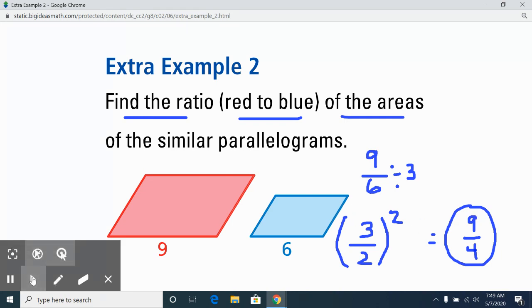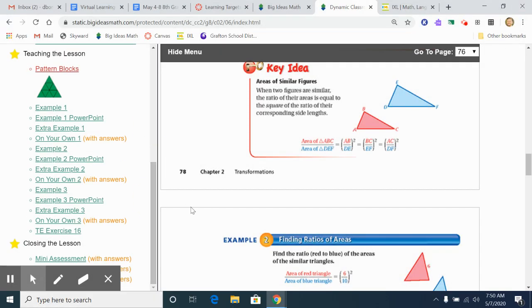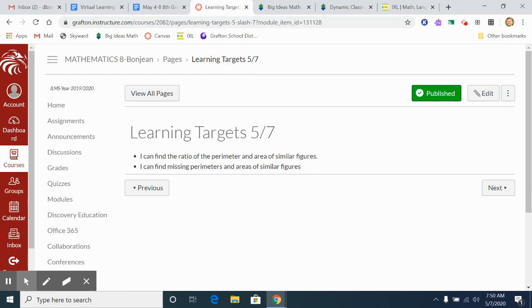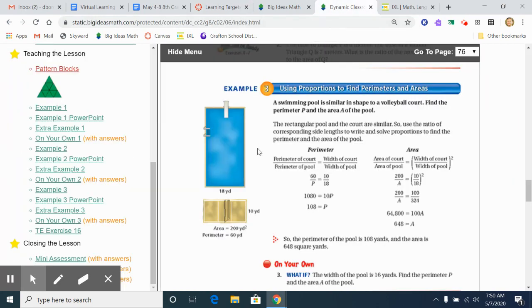All right. So let's talk about why we are doing this. Why is this important? Because we're now going to use these fractions as base fractions to find actual missing perimeters and missing areas of shapes. If we know their ratio, we can find the actual perimeter and area of specific shapes, which is exactly what we're going to do in example 3, and mainly what you guys are going to be doing in your practice and in your IXL. This is going to help us meet that second learning target. We need to use those ratios to find missing perimeters and areas.